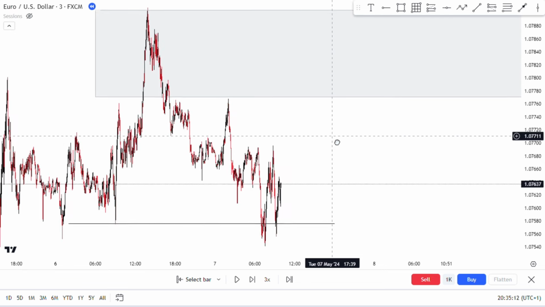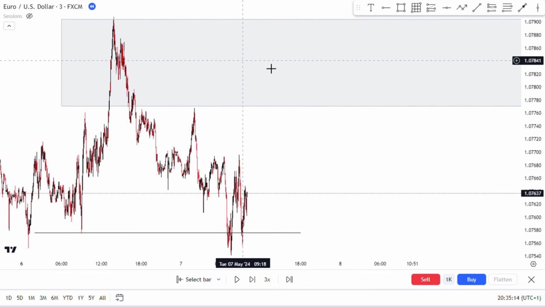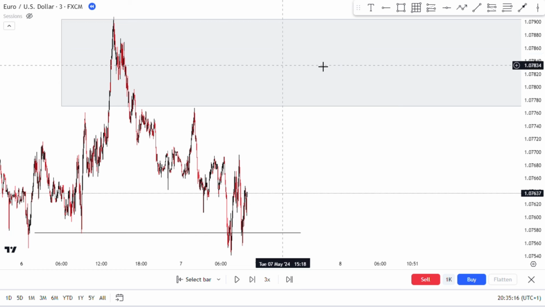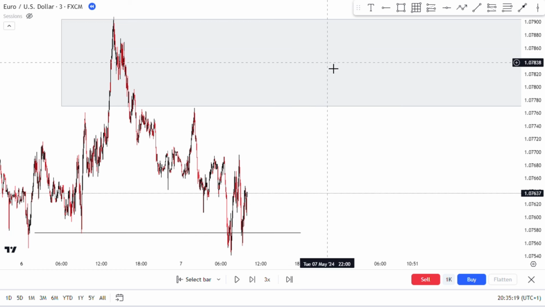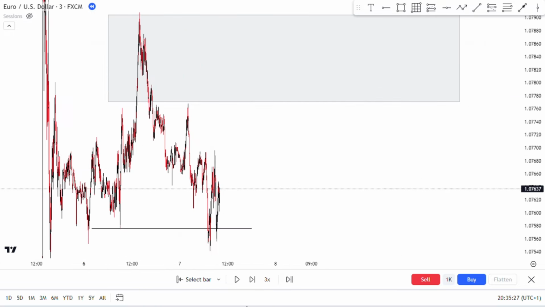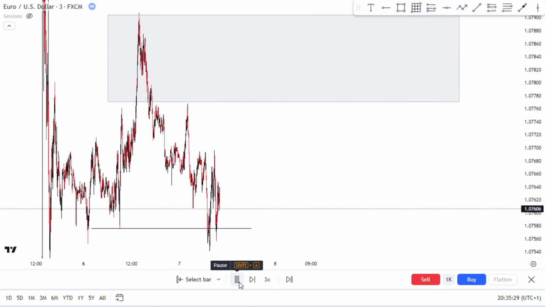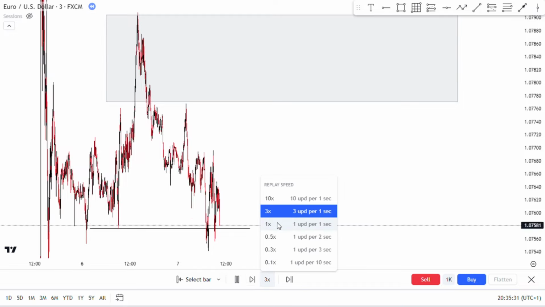So let's wait for price to play out, and if you're able to locate a break of structure in the market in this particular area, then you are going to make use of the order block that is responsible for that break of structure. So let me just play the market and then see what actually happens. Let me increase this to 10.